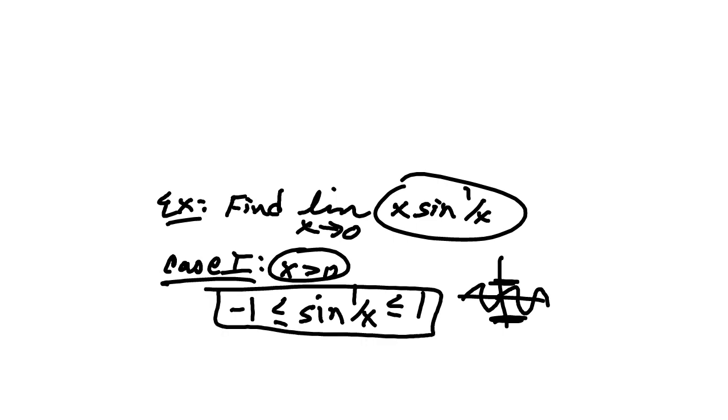Then what can I do? I can multiply everything by x, and I've got to do it to each part. But since x is greater than 0, what happens to the inequality? The inequality is going to hold and be the same. So this will imply that minus x is less than or equal to x sine 1 over x is less than or equal to x. And then I can take the limit just like I did before.